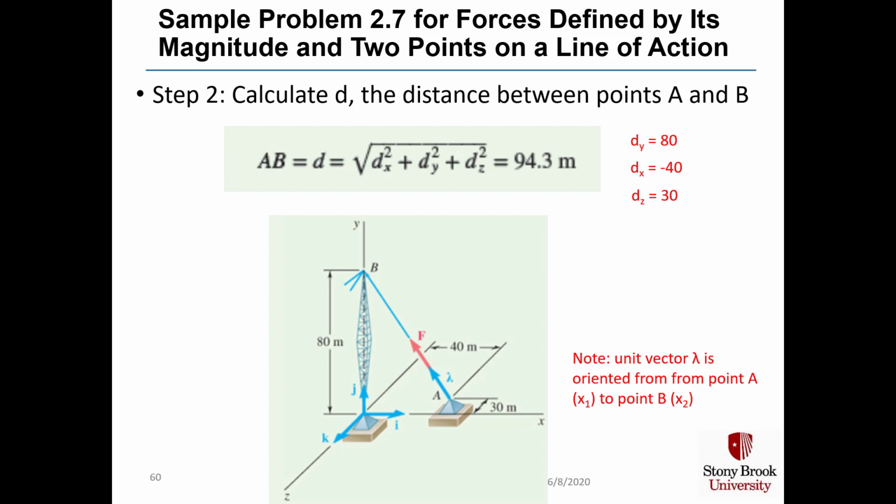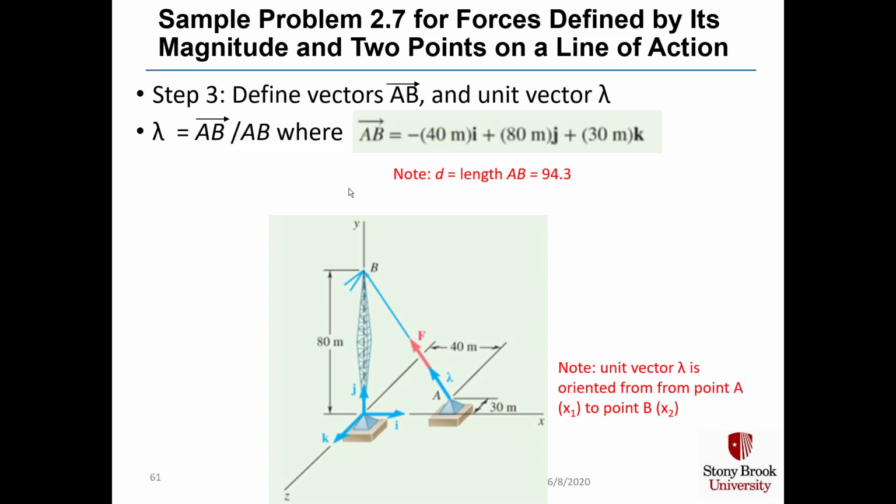In step 2, we calculate the distance between points A and B, which is represented by small d. AB is the length of vector AB, which is the distance between A and B. That's also equal to small d, the distance. We take the square root of d squared sub x plus d squared sub y plus d squared sub z, which is 80 squared plus 40 squared plus 30 squared. Take the square root of that, we get 94.3.